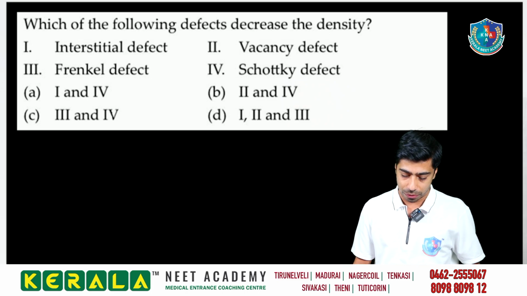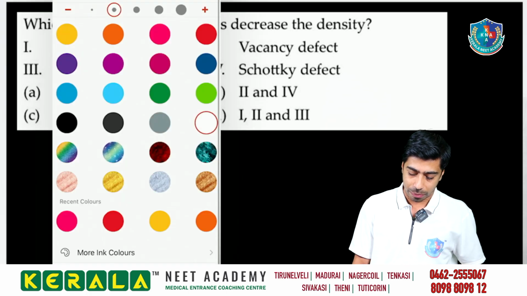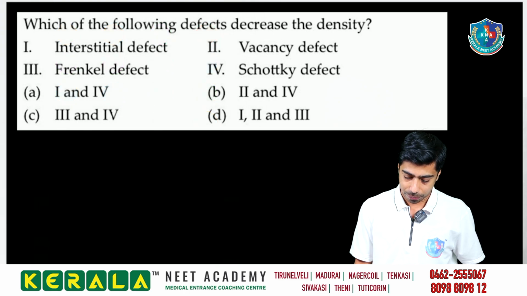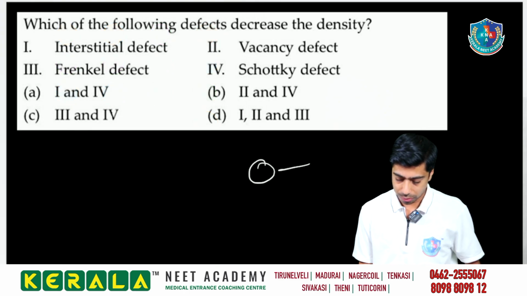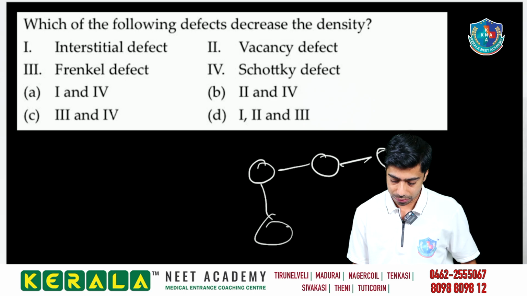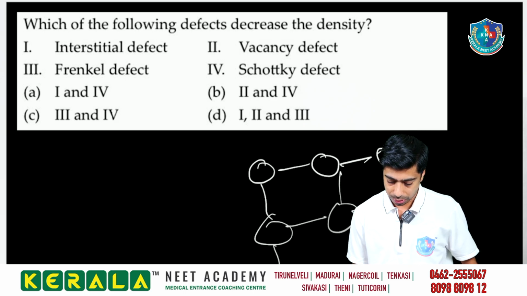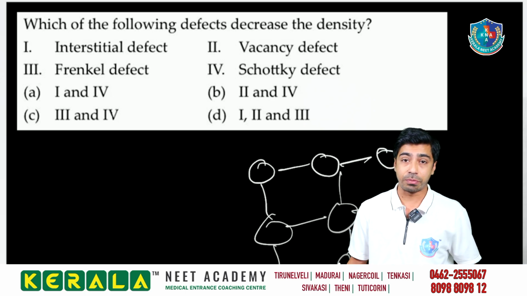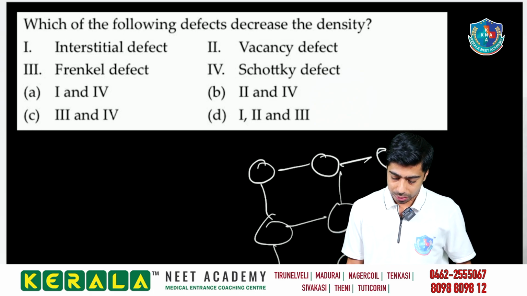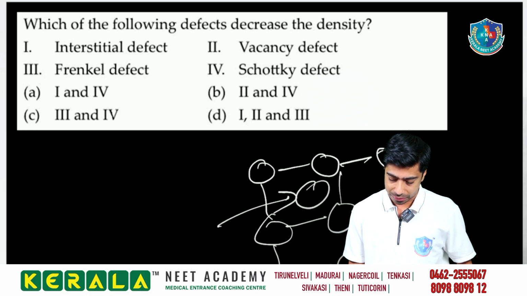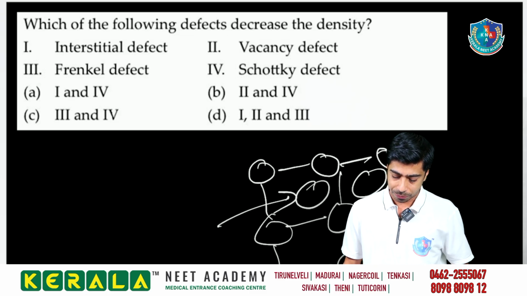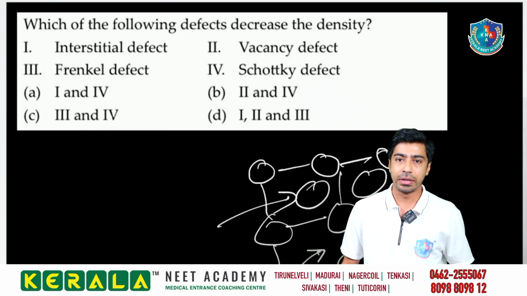As you know, in case of interstitial defect, some of the particles will be present in the interstitial site. So if these are the particles, and you know about the voids present in these particles. Now here, in case of interstitial defect, some external particles will be present, or a particle which is already present in a particular position will be moving to the interstitial site, so that it does not decrease the density.